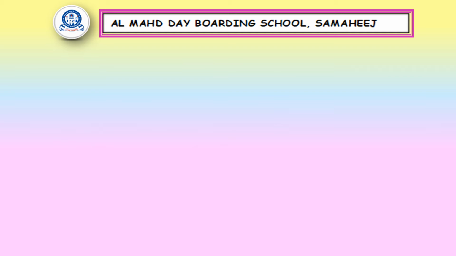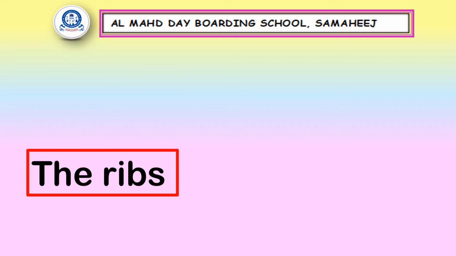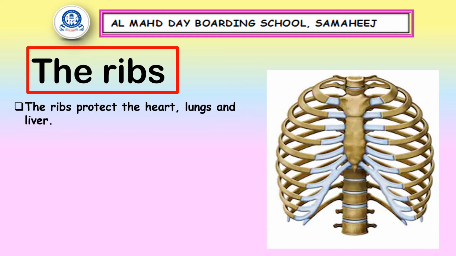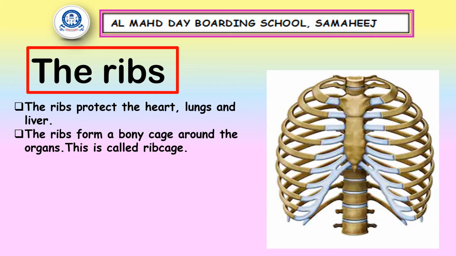Another part of the skeleton that protects the soft organs inside your body are the ribs. The ribs protect the heart, lungs, and liver. The ribs form a bony cage around the organs. This is called the rib cage.